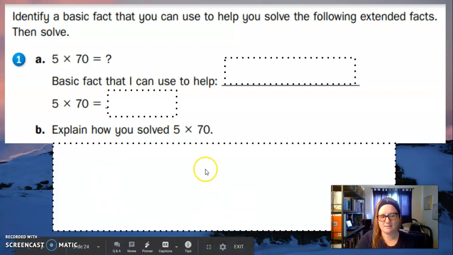Explain how you solved this. Okay, I'm about to run out of time. I will see you in a moment.